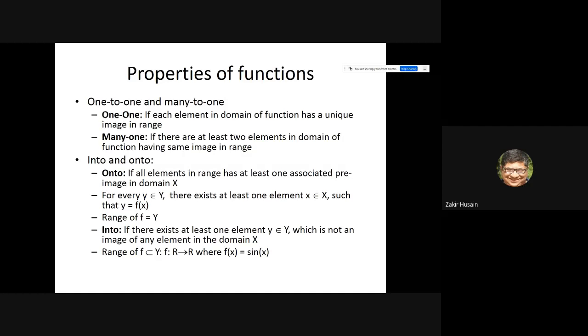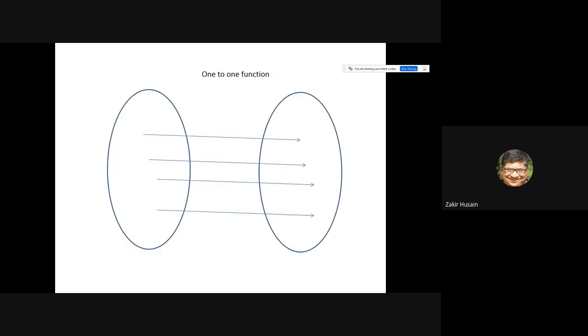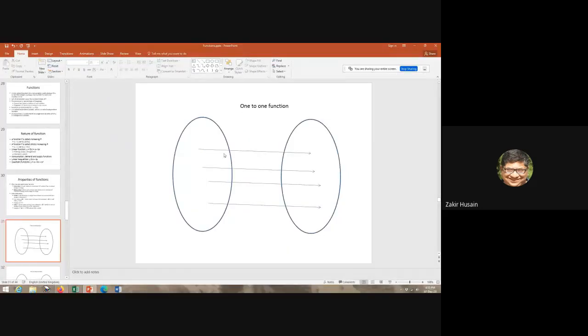Now, if you think of the properties of the functions, they can be one to one or many to one. Let's look into this diagram. See, here we can see that we have a particular x1. This leads to a unique y1. On the other hand, if we go back along this line, y1 is also associated with a unique x1. Is this clear? This is a one-to-one function.